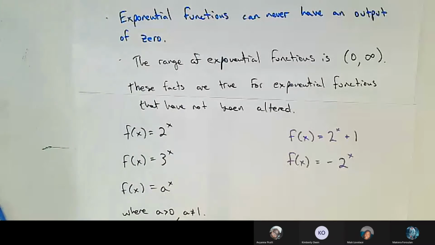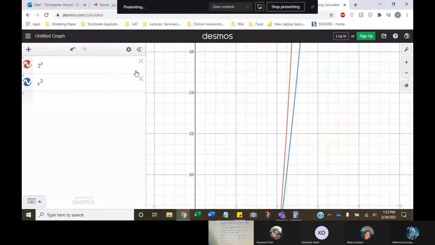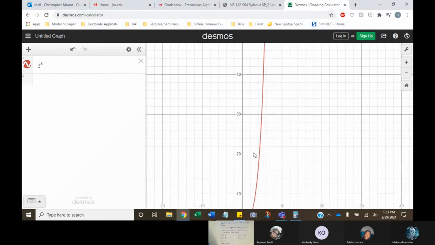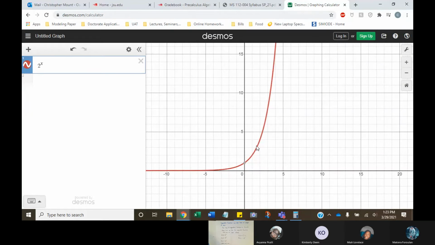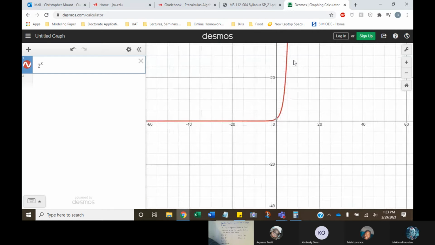Now, this should give us an idea of what exponential functions are going to look like. Let's go ahead and see. Here we go. Scoot down. So here's the graph of the exponential function 2 to the x, which I've already shown you, but now let's actually investigate this range issue. We see that the range seems to be unbounded in the positive infinity direction.